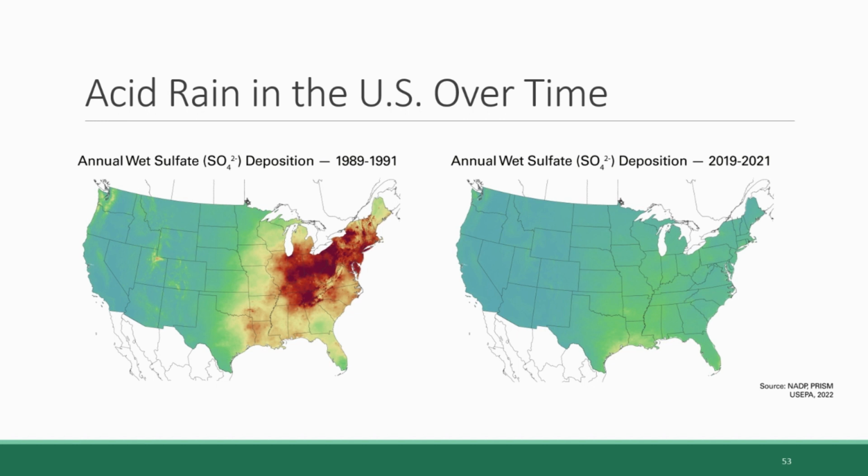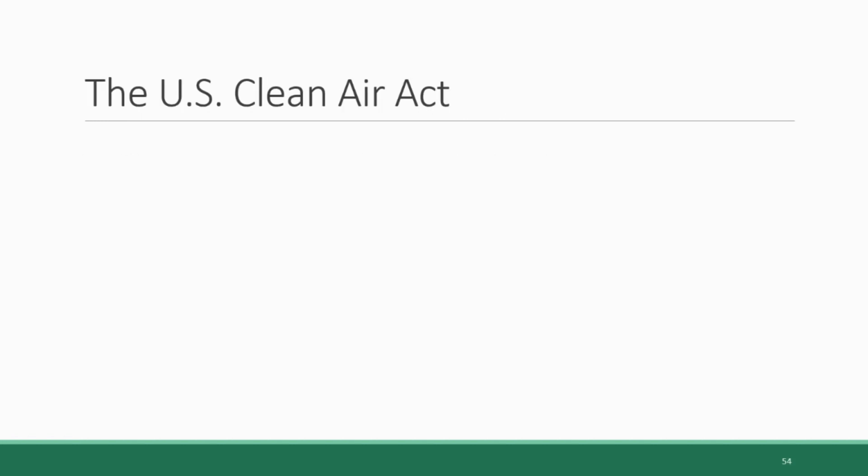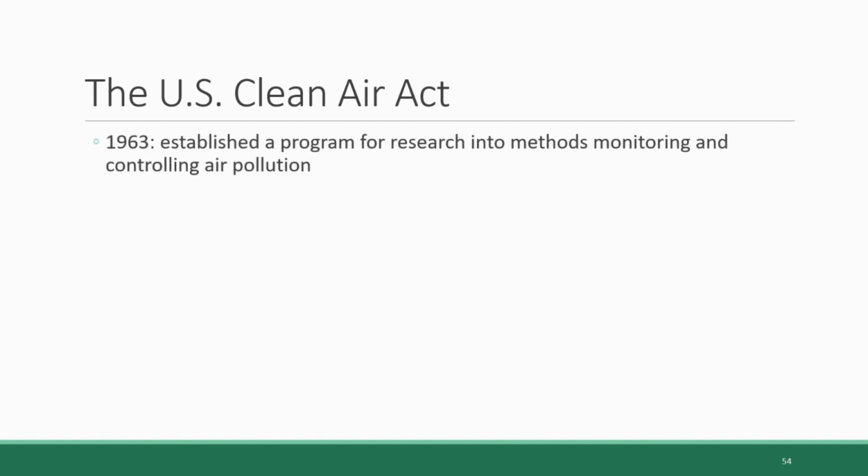So, this transitions us nicely into our final topic of the chapter, and that is air pollution legislation. So, in the United States, the primary piece of legislation regulating air pollution is the Clean Air Act. So, the Clean Air Act was originally passed in 1963, but this version was not a very comprehensive effort. It basically established a program for research into methods of monitoring and controlling air pollution.